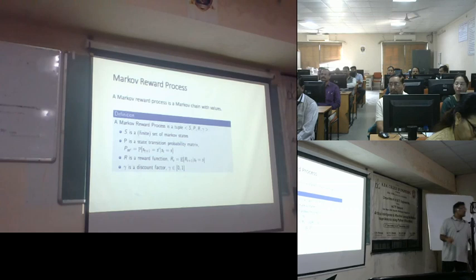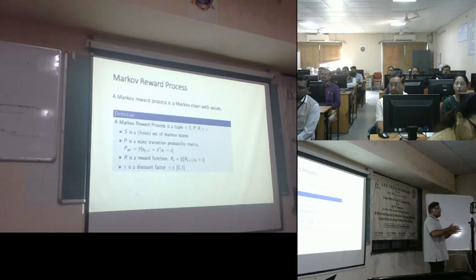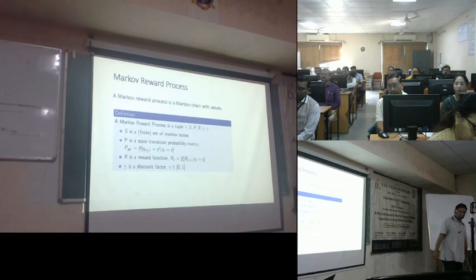So that's where the discount factor is added, so that we have a limited number of computations that we need to do. So that is the reward process. And now this is the return.